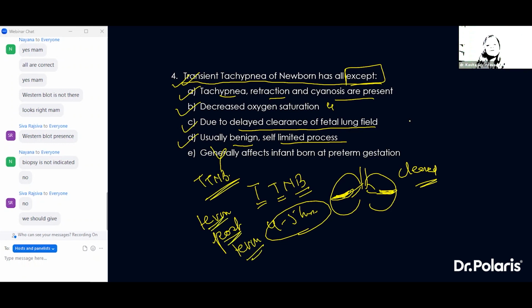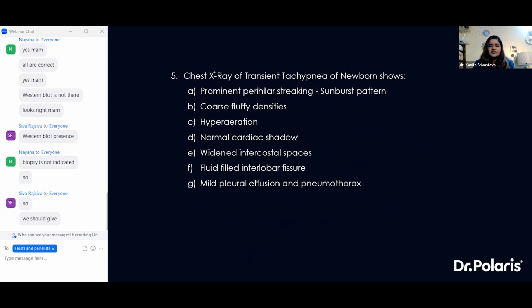In a preterm baby, what happens is hyaline membrane disease. So these two things are very important to know. A preterm baby will always develop hyaline membrane disease, and a term or post-term baby will always develop transient tachypnea of newborn. Okay. Is it clear to all of you? All right, let's move to the next question.